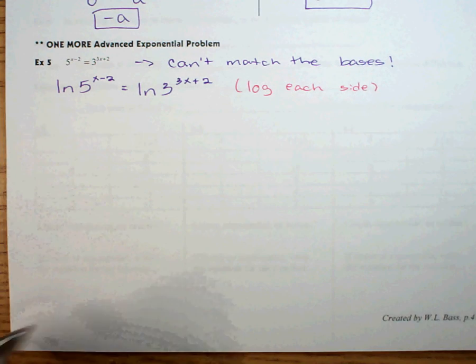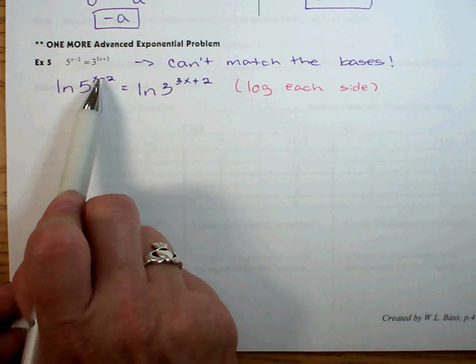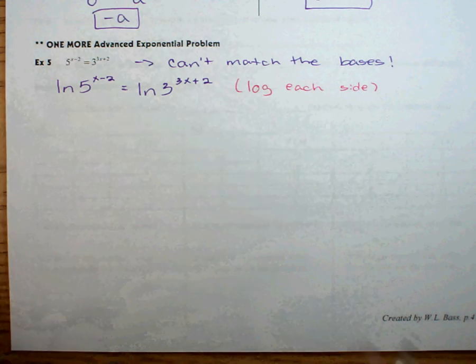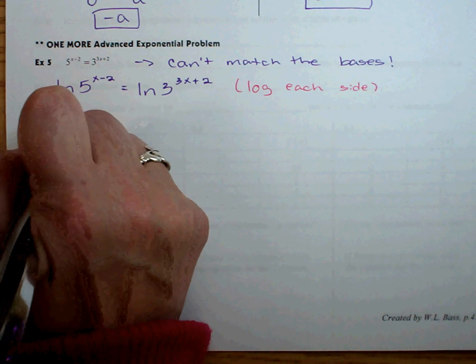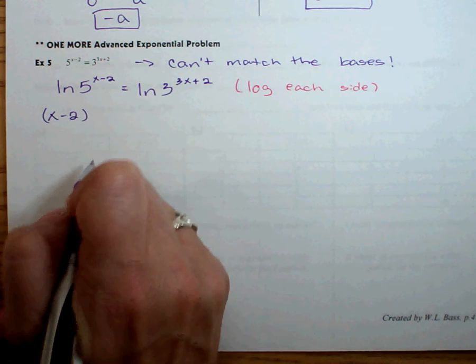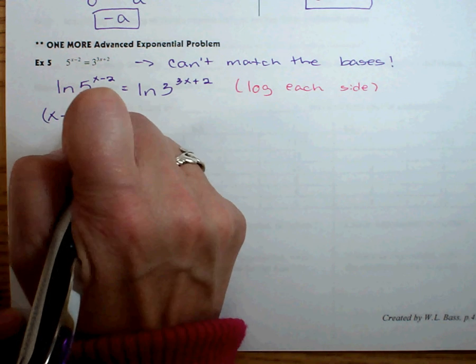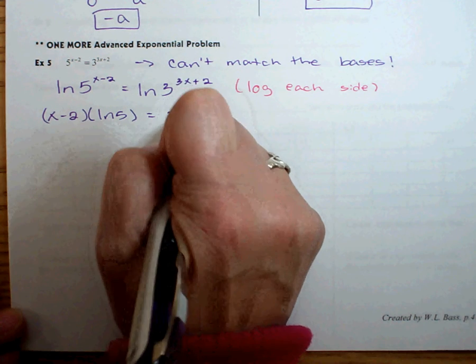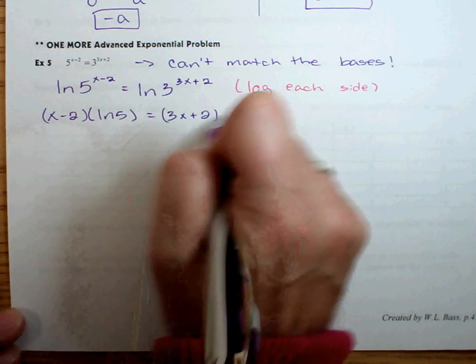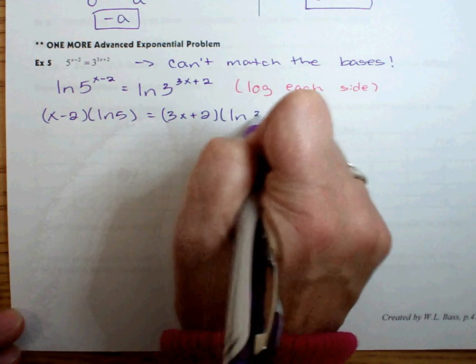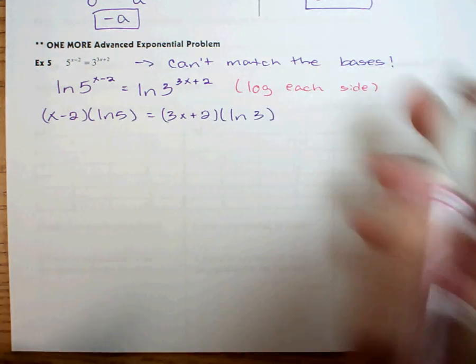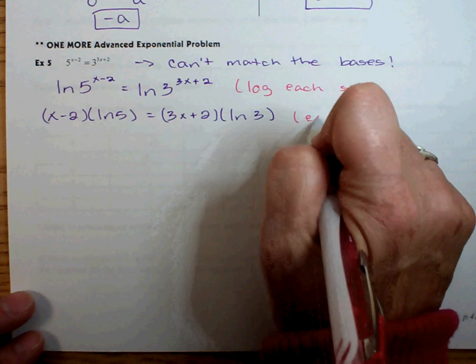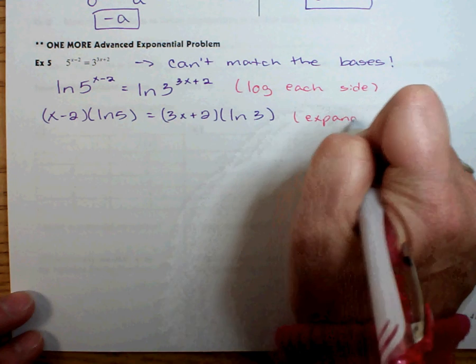Then we're going to now use our expansion rules. So we're going to take our exponent and write it in the front. So I'm going to have x minus 2 with parentheses around it, natural log of 5. And 3x plus 2, put some parentheses around it, natural log of 3. Write myself a note. What did I do? I expanded the log.